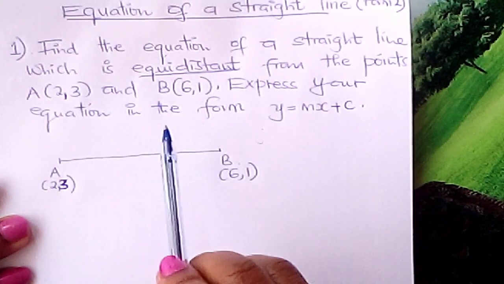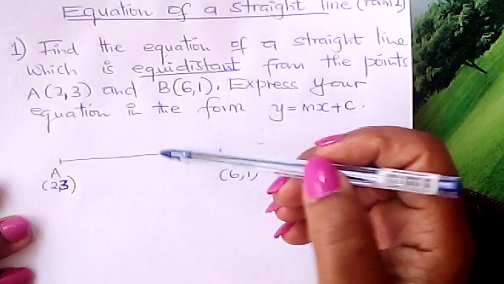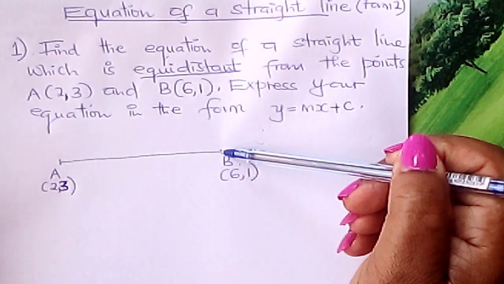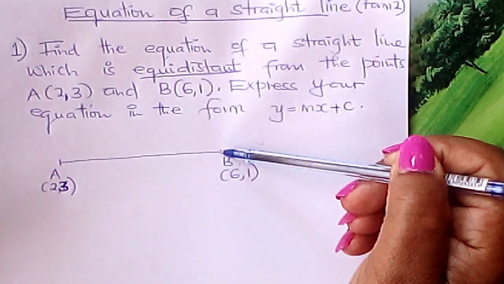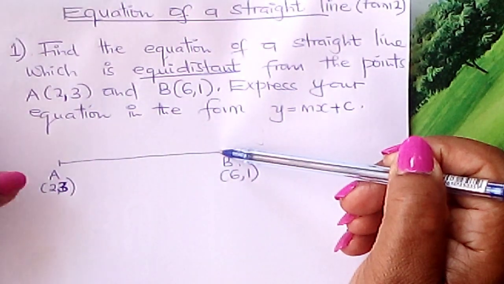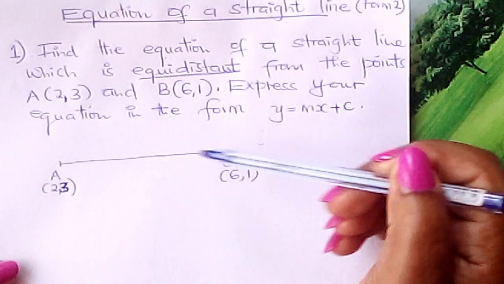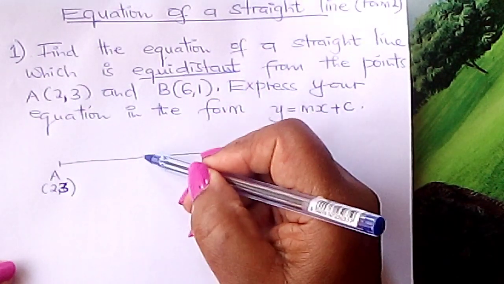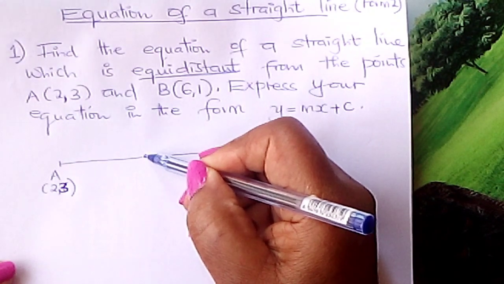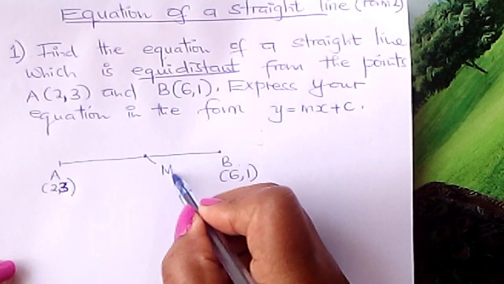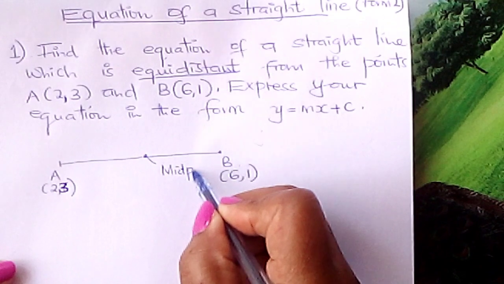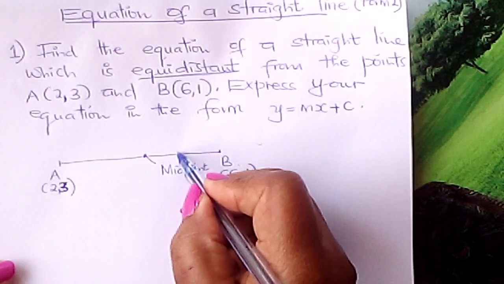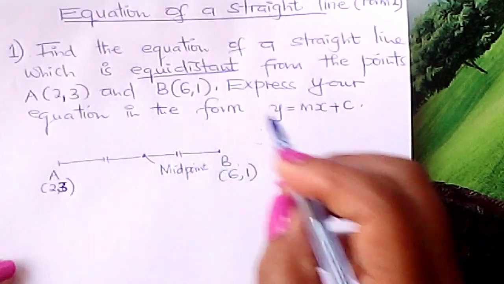We are told to find the equation of a straight line which is equidistant from A and B. Equidistant is from the terms equal distance from A and B. So which is this line? This line that we are talking about, learner, must be passing through the midpoint of this line so that it divides the line into 2 equal parts.